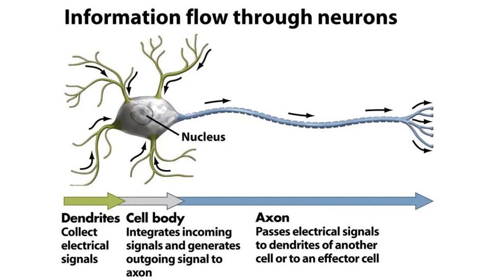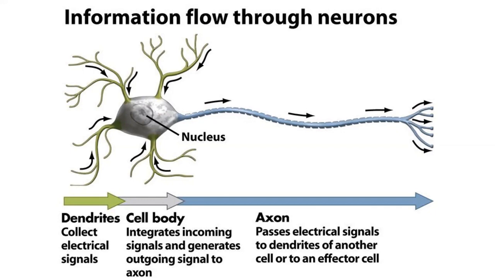Dendrites collect electrical signals and they pass them on to the cell body. The cell body integrates incoming signals from dendrites and generates an outgoing signal to the axon. Then what does the axon do? Axon passes electrical signals to dendrites of another cell.